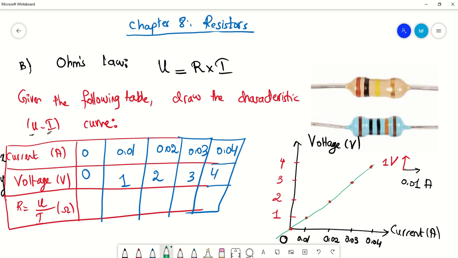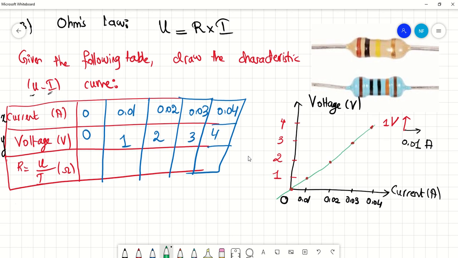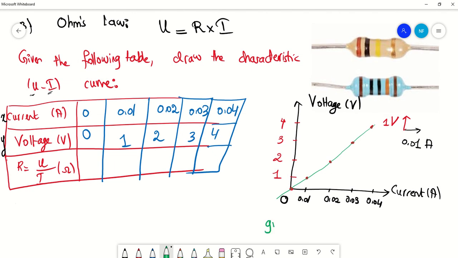What do I still have to do? I have to write the title. What do I say? Just a second. I say graph showing... What does the question say? It says draw the characteristic UI curve. So: graph showing the characteristic UI curve.